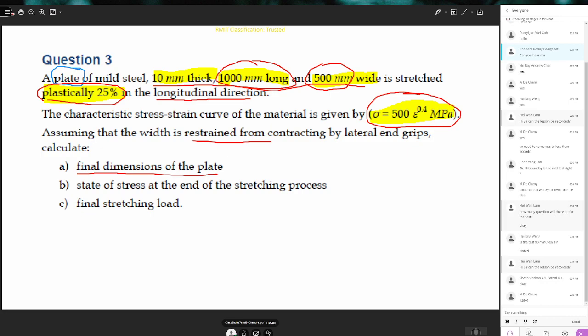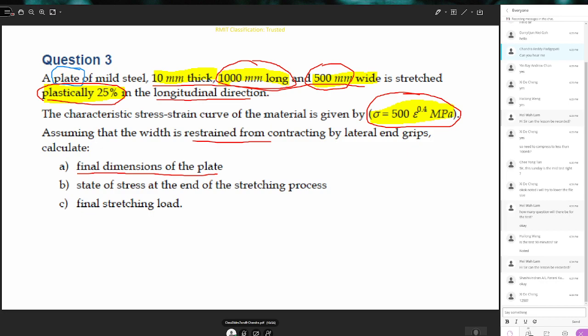Okay, so since the plate is having 25% of stretch and plastically, so the final width will be, so the final length will be 1250 mm because it is 25%. So for 1000 it will be plus 250 mm. The width is restrained, so the final width will remain the same. So that is 500 mm.